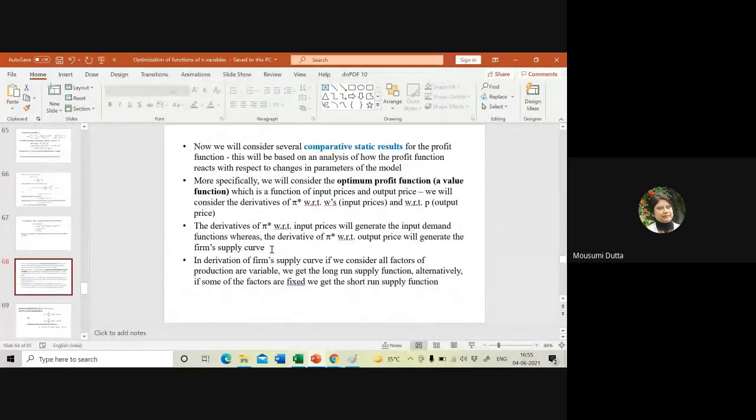From indirect value function, we will also be able to find out the Q star. What will be my output decision? What will be my input decision? Everything we will be able to find out, both the output decision and the input decision.